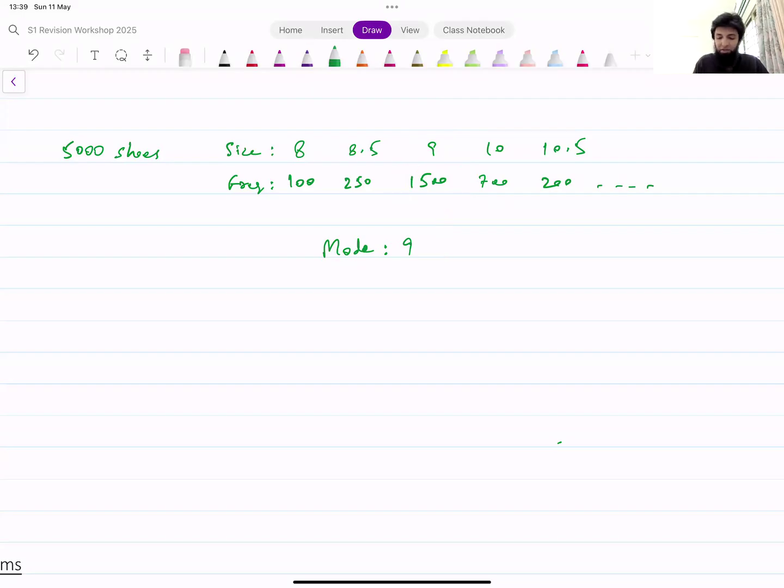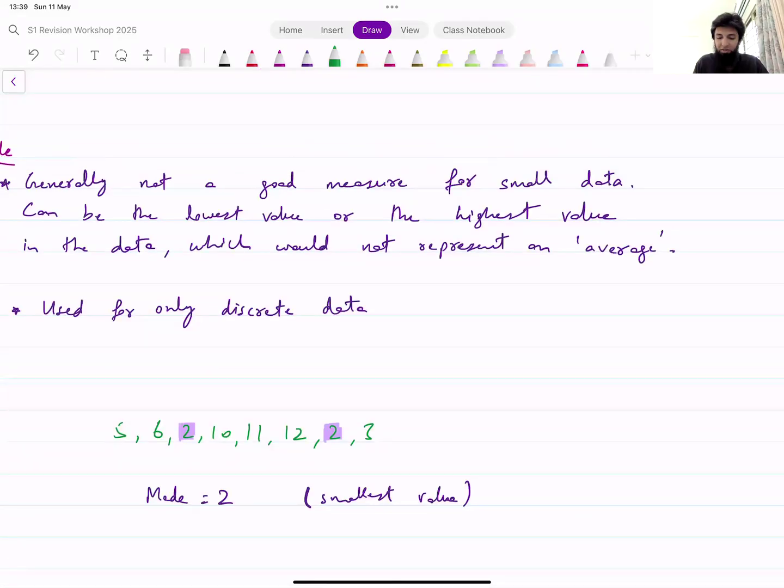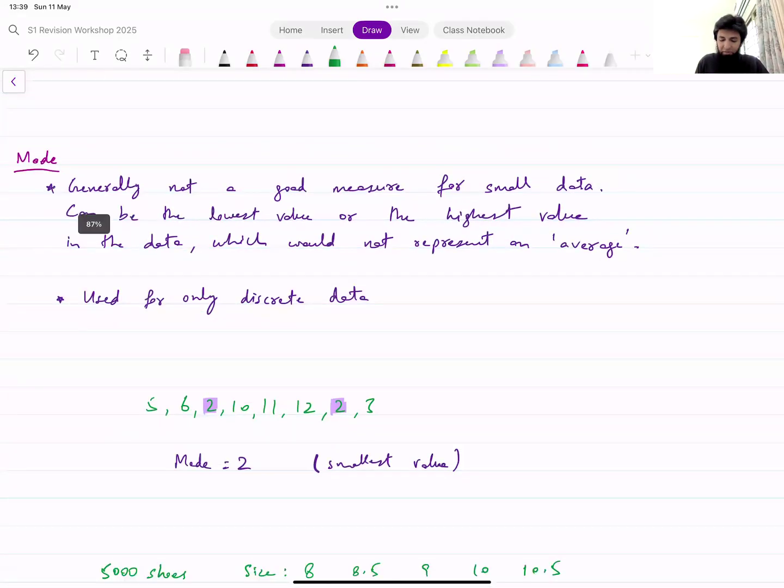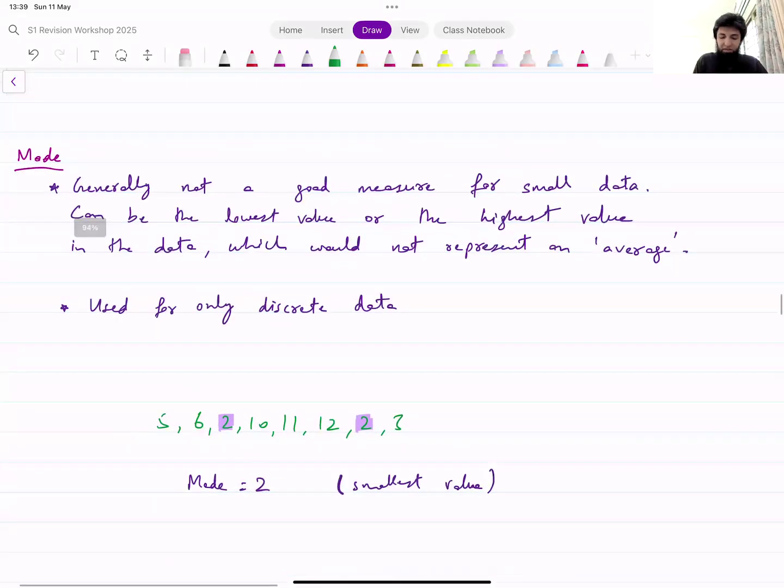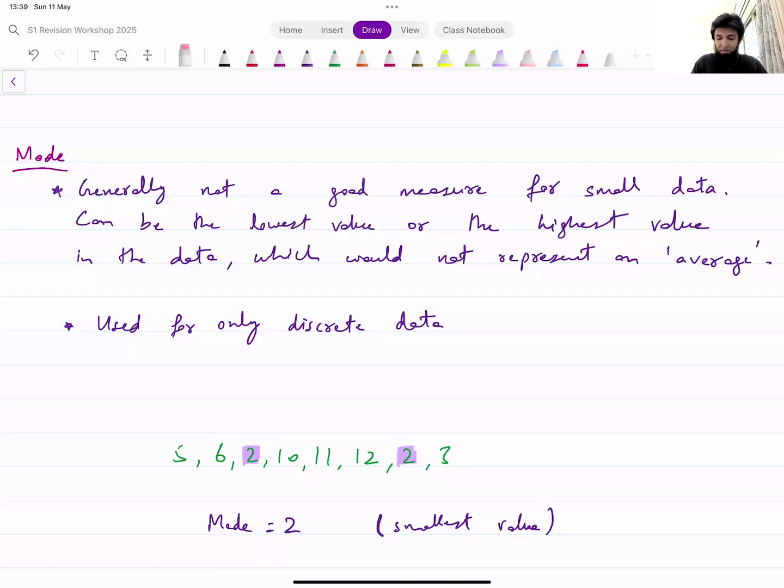But in small data sets, if something is repeated just twice, it can just happen by accident, by coincidence as well. So in this case, we say mode is not a good measure when the data is small, because it could be the smallest value or the largest value in the data sometimes as well.